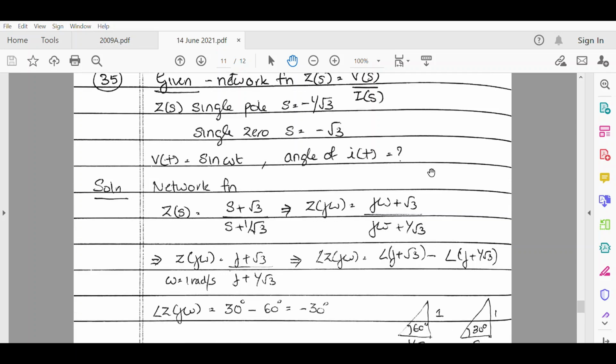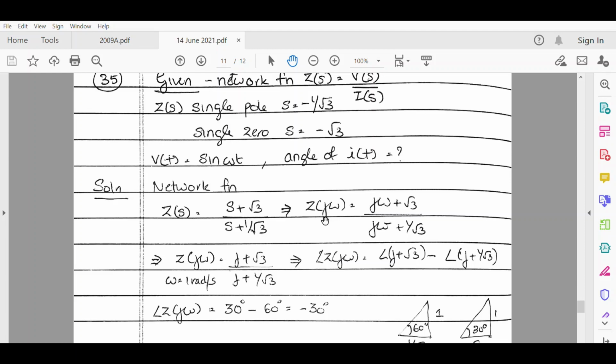Now the network function from the given data can be written as Z of s equal to s plus root 3 divided by s plus 1 by root 3. So Z of s has a zero at minus root 3 and a pole at minus 1 by root 3. Now to determine the frequency domain behavior of this network function, we can substitute s equal to j omega, and that is what has been done over here.